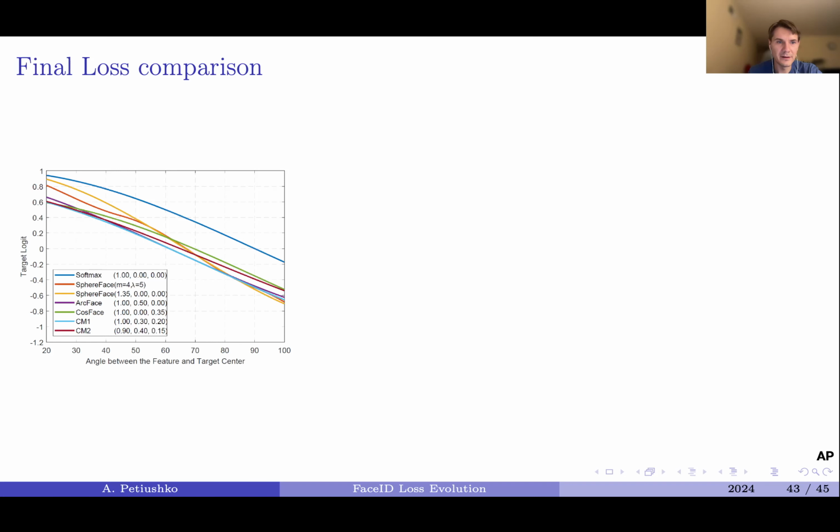And you can see that for the combined margins, abbreviated CM 1 or 2, it's not that big a difference, to be honest, in comparison, for example, to the green one, which is cos phase, or arc phase. Everything is very close. But it turns out that this psi has a lot of importance for the training procedure, for the stability and convergence of the procedure, and for the final performance as well.